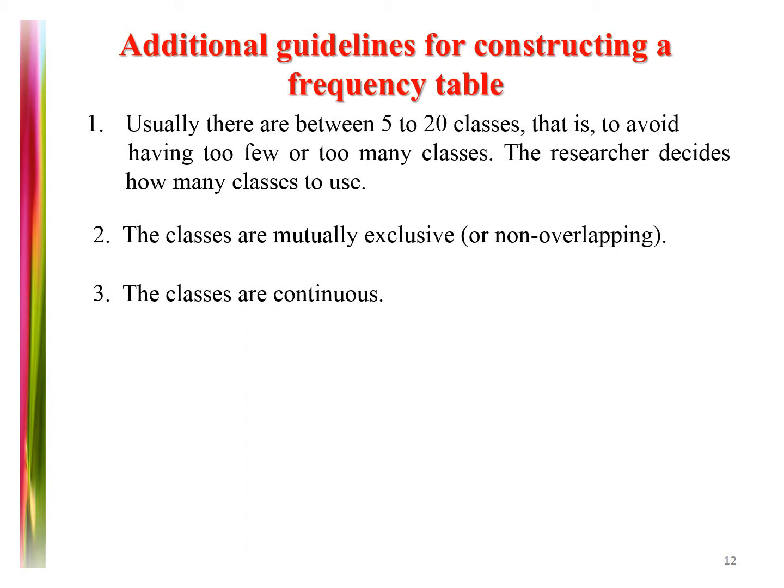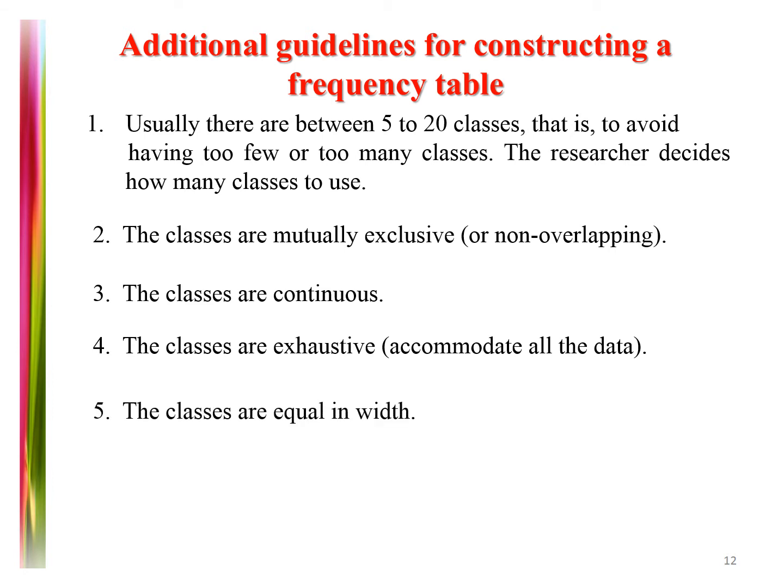And the classes must be continuous. That's why, in this case, since our main focus is to draw the histogram, first we have to make the continuity correction. And the classes must accommodate all the data. That means if you calculate the total number of frequencies, it should be equal to the total number of observations. That is important. The classes are equal in width, so you also have to maintain all classes at equal width.